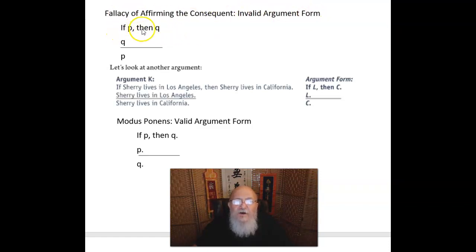Now this means that any argument that has this form, that is an instance of this form, is invalid. Again, if you take symbolic logic with me, we'll learn how to prove that's invalid. Right? But for right now, all we can do is play with counterexamples.